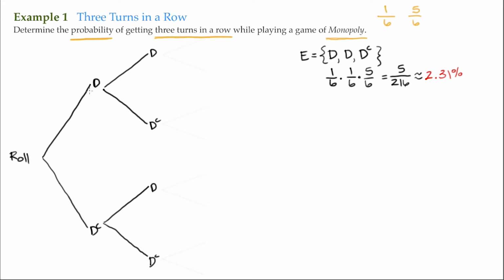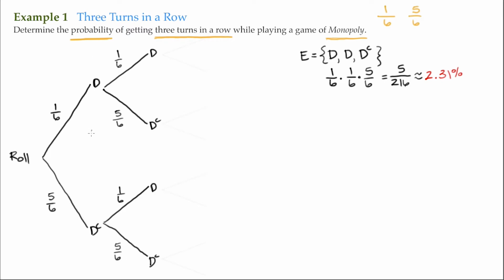Now, the probability of rolling a doubles, well, that's 1 out of 6. So I'm just going to put it in right here, 1 out of 6. Not rolling doubles, of course, that's going to be 5 out of 6. So I'm just going to pen it in right here. Same way, these are independent events. So on my second roll, this is 1 out of 6 of getting doubles, 5 out of 6 of not getting doubles, again 1 out of 6, and 5 out of 6.